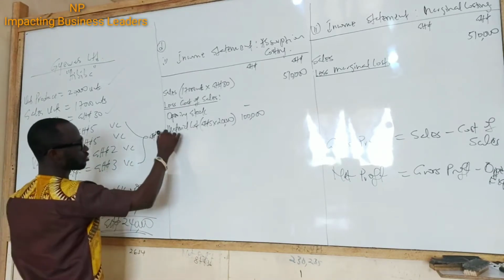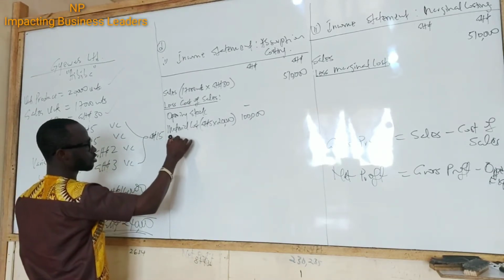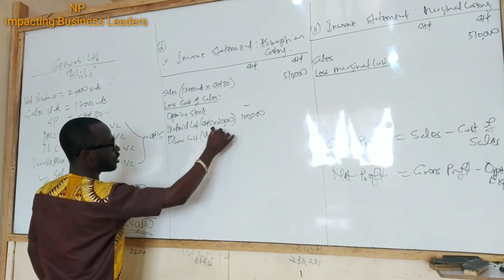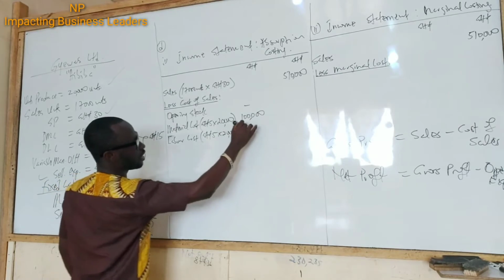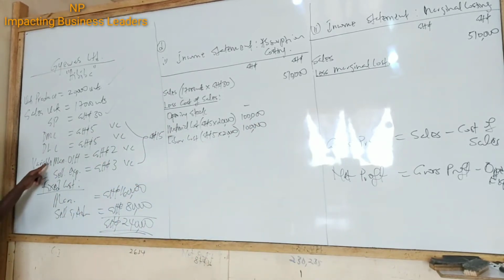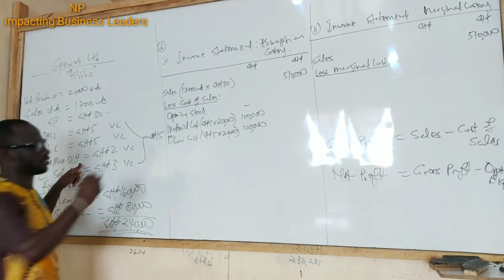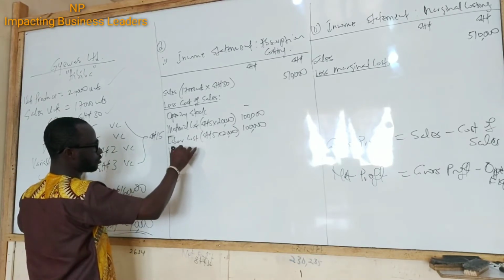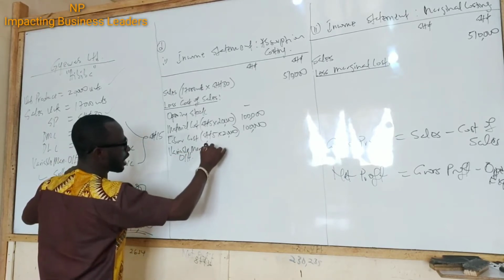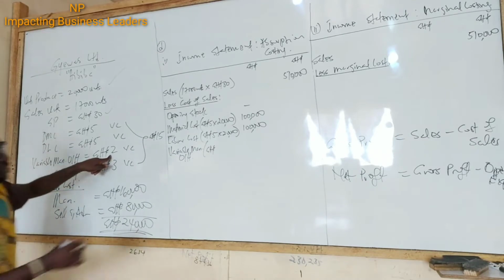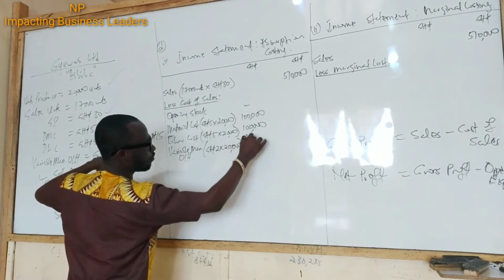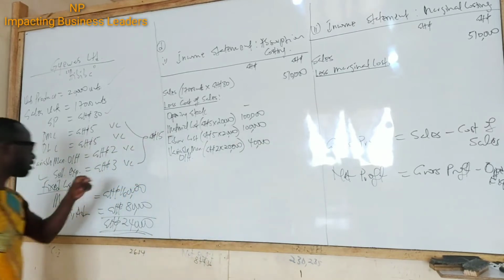Labor cost. That is also 5 by 20,000. And that's still 100,000. Then variable manufacturing overheads. That is how much? 2 Ghana cedis by 20,000 still. And that will give us 40,000.